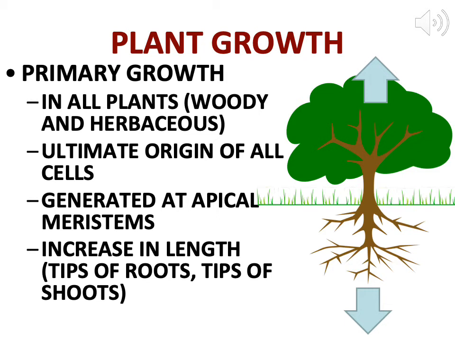But the bottom line is any cell division going on at the tip of a shoot or in the tip of a root is going to ultimately be the source of all cells arising from that apical meristem. Doesn't matter whether it's a stem or a root itself. And so primary growth increases the length of the plant part. The roots grow longer, the shoots grow longer. The roots grow deeper, the shoots grow taller.